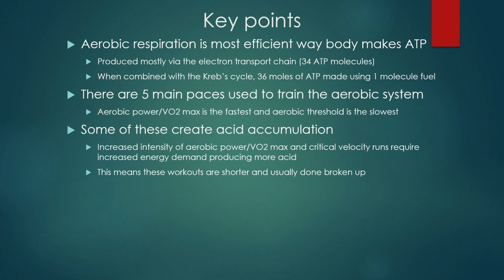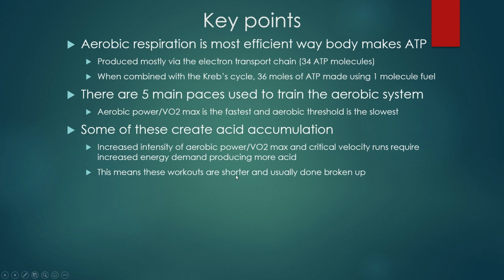Some of these create acid accumulation, so the increased intensity of aerobic power VO2 max and critical velocity runs requires increased energy demand, producing more acid, just because, again, as we said up at the top, aerobic respiration can supply the energy, but not fast enough to clear the acid using those hydrogen ions in the electron transport chain. This means these workouts are shorter in terms of total volume and usually done broken up. Whereas you can run for 2 hours at aerobic threshold continuously, I wouldn't really recommend that, especially for a high school kid, but you could. We're limited to 3,200 meters continuous with, say, aerobic power. Or you can do more total volume, but you'd have to break it up.